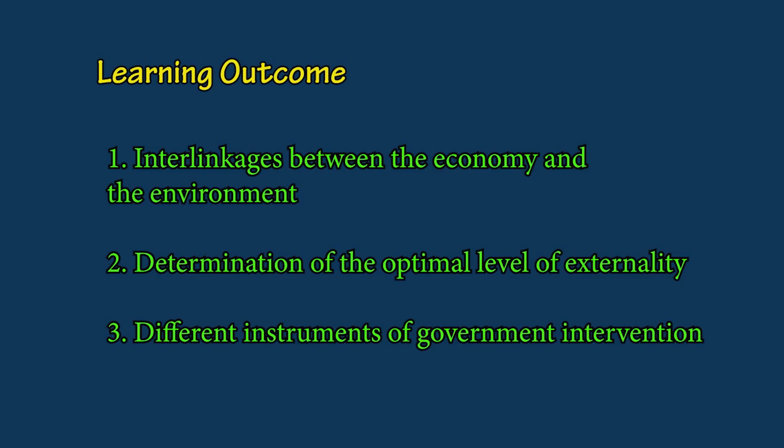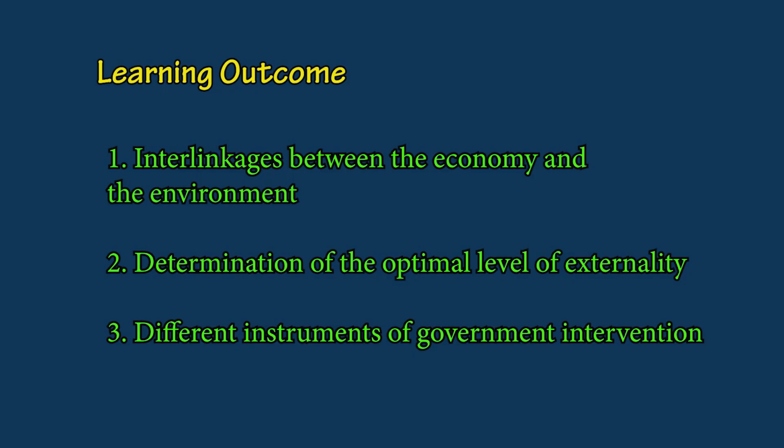Number 2, determination of the optimal level of externality. Given the fact that we are treating the environment as an externality, we shall find out how we can determine this optimal level of externality. And number 3, the different instruments for government intervention to arrive at this optimal level of externality. Once we know that the environment is an externality, our next step is to find out how the different instruments can be used so that we can ultimately arrive at this optimal level of externality.